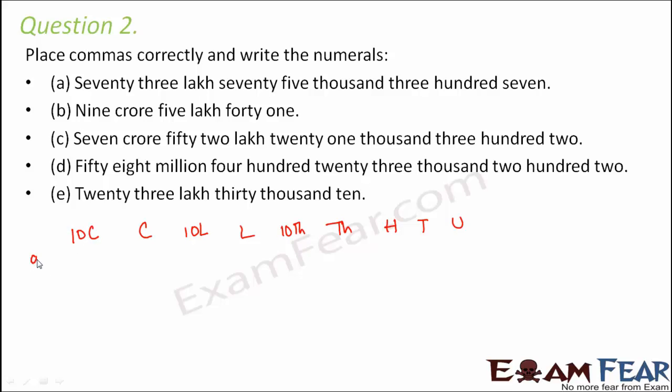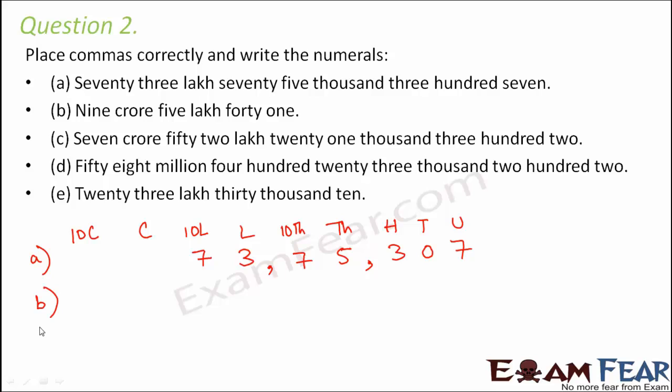So now for the first one, 73 lakhs. Where should this be placed? In the lakhs. So it is 73 lakhs, 75,000 in the thousands place, 307. Now, if you have to place the commas correctly, where should you place the commas? The commas should separate the lakhs and the thousands from each other. So one comma after the lakhs, one comma after the thousands. And that's how we have written it in numeral. Let's look at the next one.